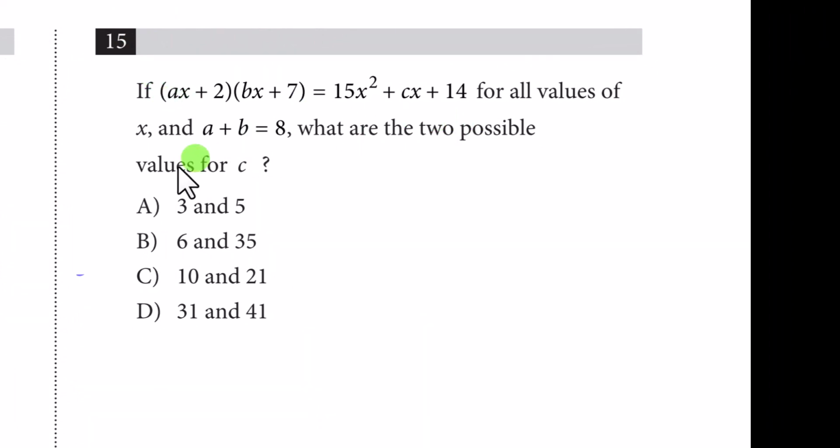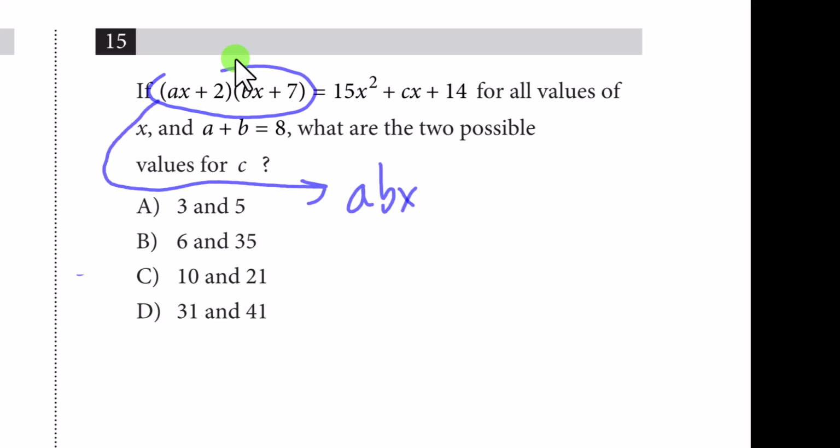Question number 15. What are the two possible values for C? This is your typical quadratic, and what it means is if you take this ax plus 2 times bx plus 7 and you FOIL that, you're going to end up with 15x squared plus cx plus 14. All right, so we're going to go ahead and first start with that, and I'm going to FOIL that together.